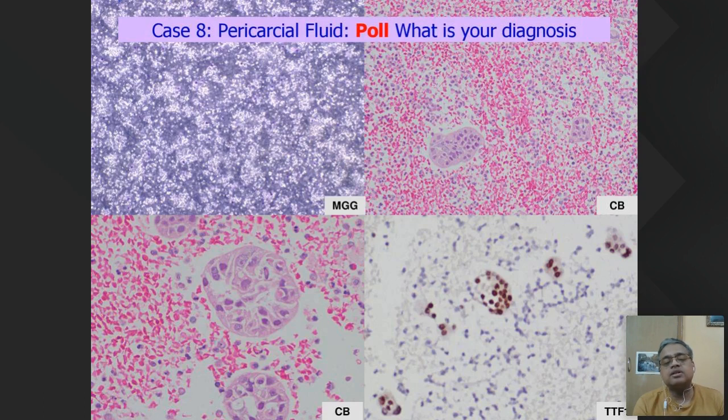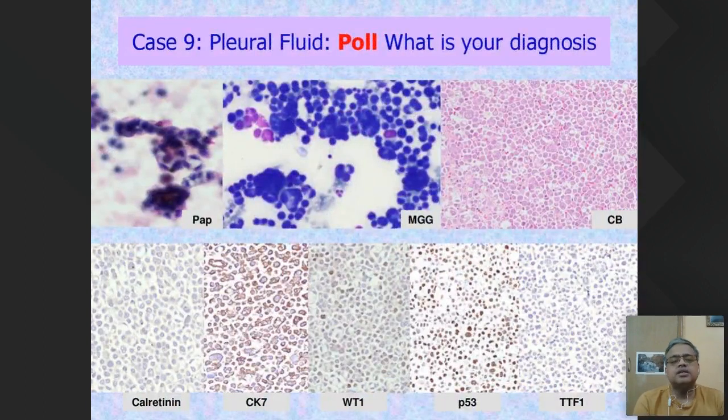Unlike a mesothelioma, which has other features, which grows in the form of morulae or mulberry or grape-like clusters. Mulberry is the correct word, or gooseberry. So TTF1 strongly positive, known case of adenocarcinoma lung, the diagnosis is made. Let us go to the next slide, which is a pleural fluid, which also required a poll.